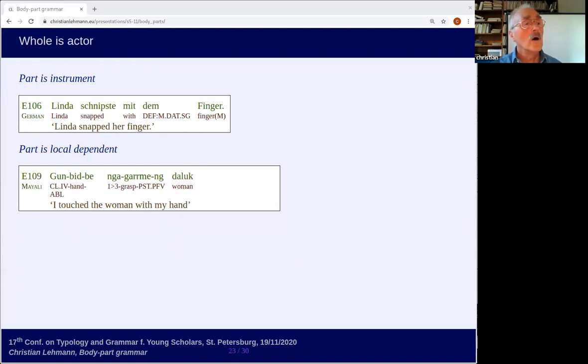And whole is actor, part is local dependent. Here the part is again an instrument, but it is nevertheless often coded in a local function, as here in example 109 from Mayali. I touched the woman with my hand, but Mayali doesn't say with my hand, it says from the hand.